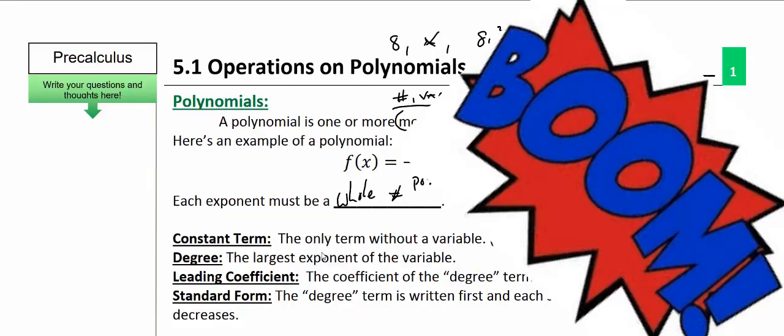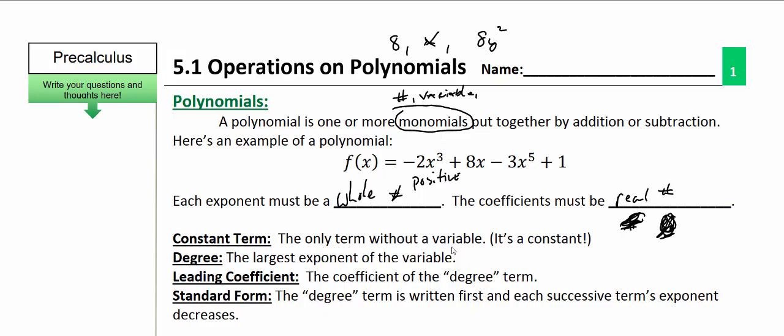Constant term: the only term without a variable. So this right here is a constant, so this would be the number 1. Degree: the largest exponent of the variable. If I look here, I have x to the third and x to the fifth, so the degree of this polynomial function would be 5 because that's the biggest degree. The leading coefficient is the coefficient of the degree term. So that would be -3 is the leading coefficient.